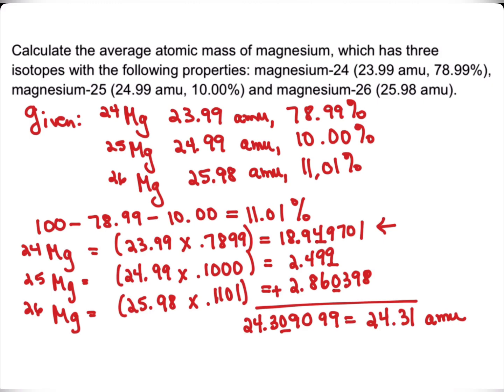Okay, I can go back and look at this and review. Notice that 24.31 AMU correlates to the isotope that has the highest percent abundance. That usually works out that way, and that makes sense to us. So good luck and keep practicing.